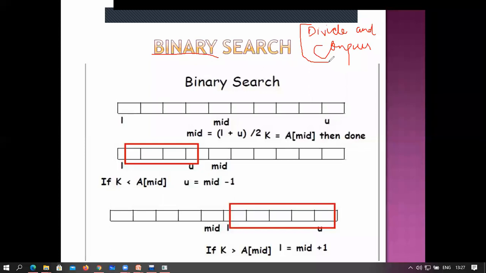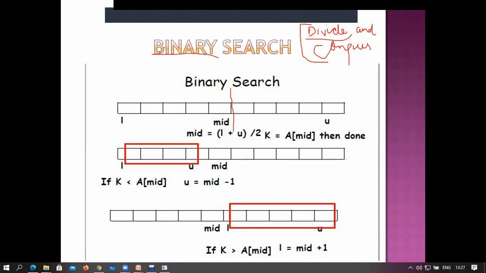But if you're using the binary search, then we don't need to go to each and every element. Why? Because it will divide your array into 2 parts. I'll tell you how it will divide. It will divide your array into 2 parts and then it solves the problem. That's why this is called the divide and conquer strategy.